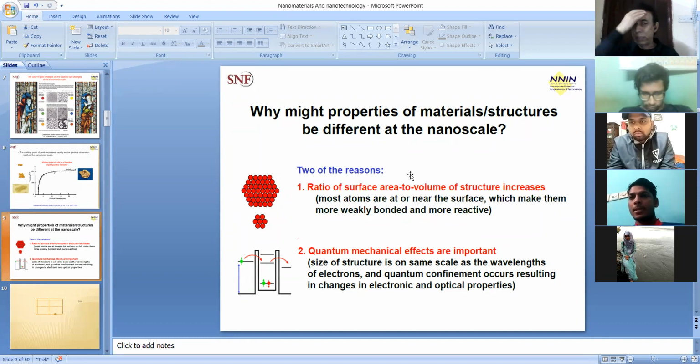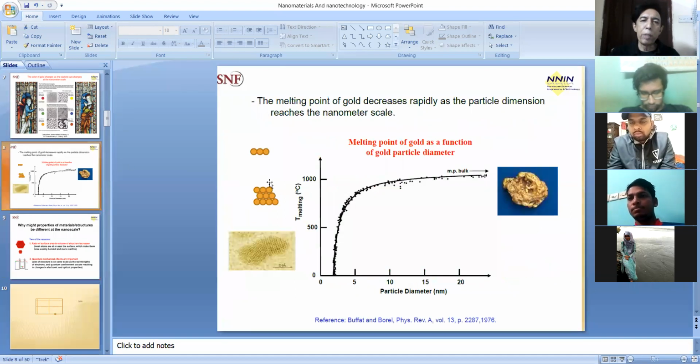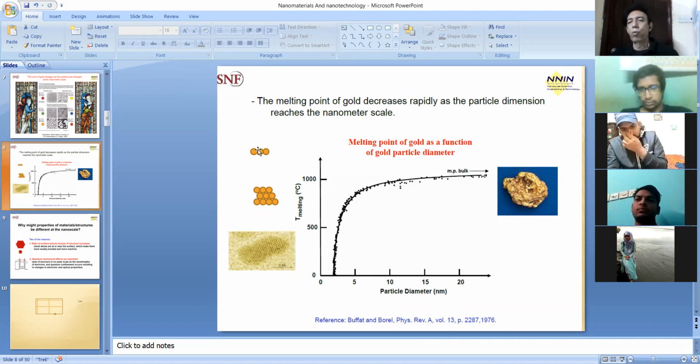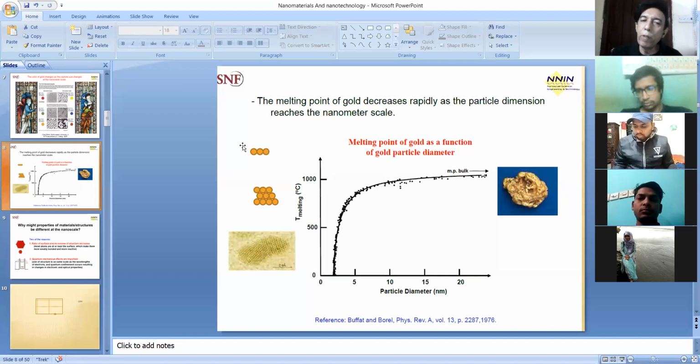More surface atoms. Say, for example, in this nanoparticle, all are surface atoms. You see here, it is a nanoparticle, all are surface atoms. The diameter of this nanoparticle is about 1 nanometer, because it has 3 gold atoms. In this nanoparticle, you will find all the atoms are surface atoms. So every atom will go into the reaction.